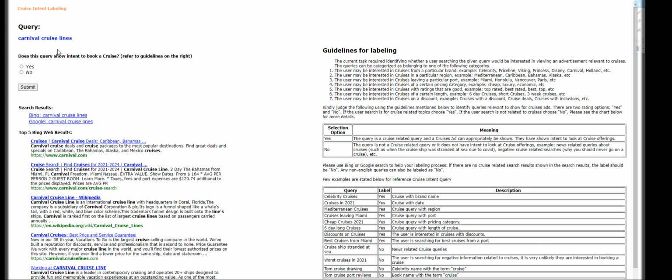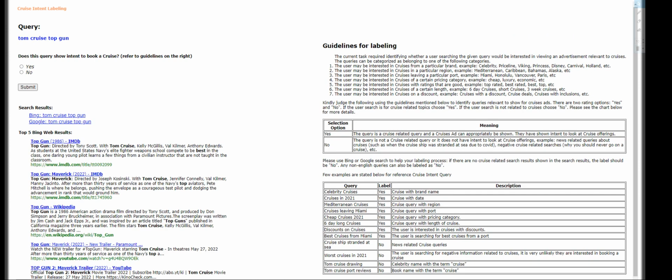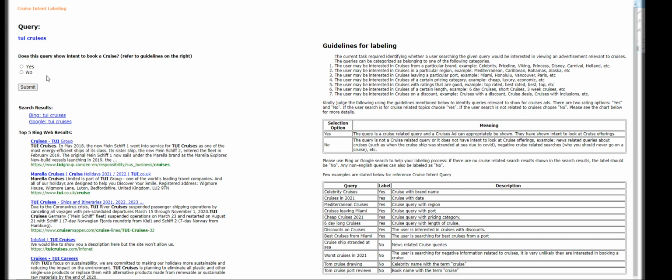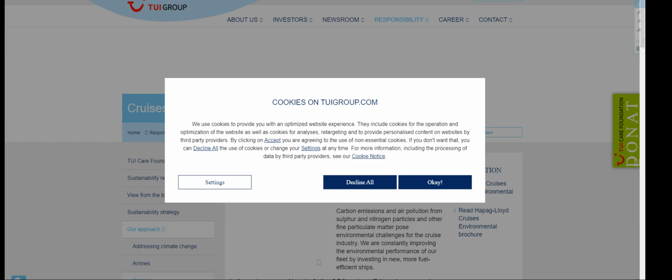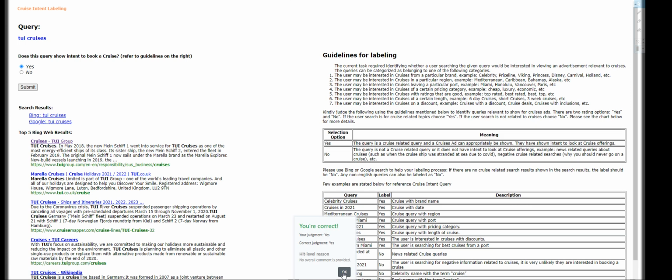It is the qualification round. Carnival Cruise Lines, that's definitely a yes. Disney Galactic Star Cruiser, that's definitely a yes. Tom Cruise, Top Gun, no. TUI Cruises, as one of the most energy efficient ships, yes. Hold on. This is confusing. Let's pull it up. TUI. Okay. All right. This is going to be a yes.